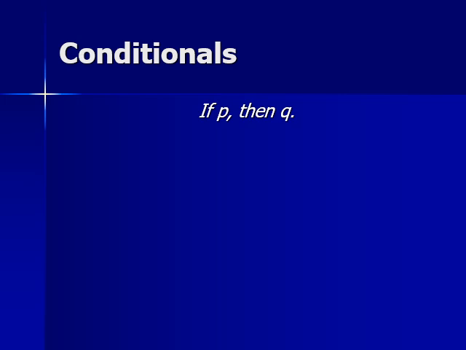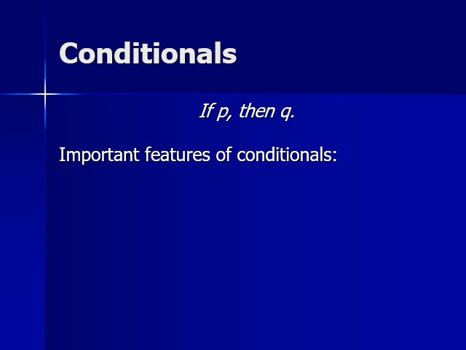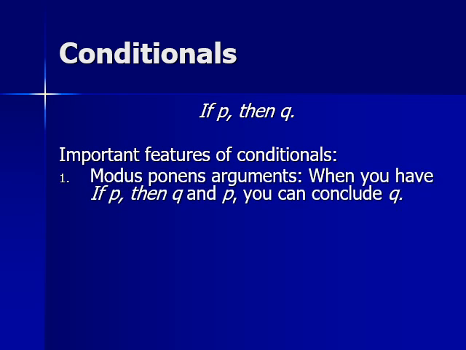I'd like to remind you of three important features of conditionals. The first one is that it has to support modus ponens arguments. When you have if P then Q, and you also have P, you can conclude Q. Once you've got the conditional and the antecedent of the conditional, you can conclude the consequent. And that's a valid argument.